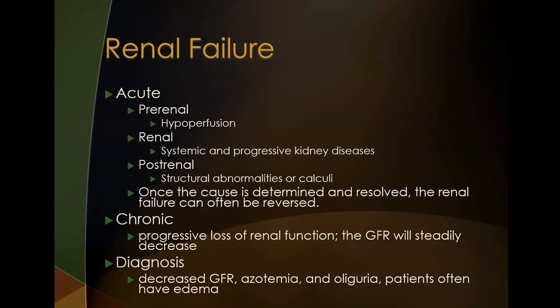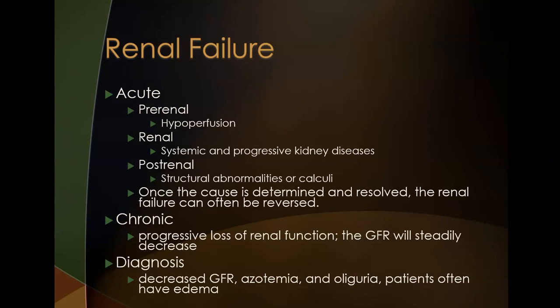And for chronic renal failure, chronic is a progressive loss of renal function. So the glomerular filtration rate steadily declines. And really, chronic renal failure is something you can see with chronic diseases such as diabetes and lupus and other inflammatory diseases that people have long term. High blood pressure for many, many years will give you chronic renal failure.